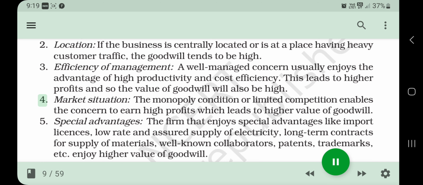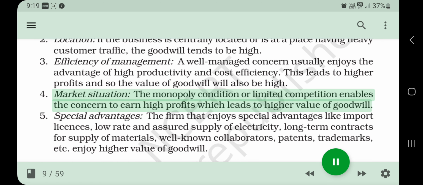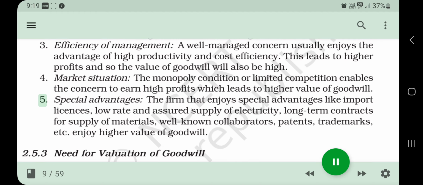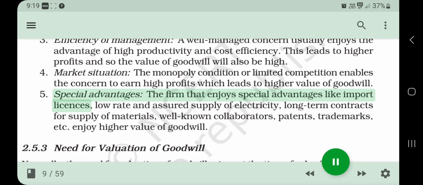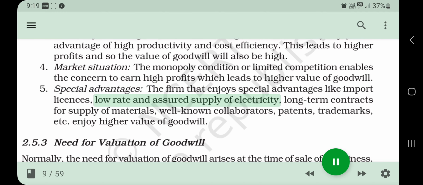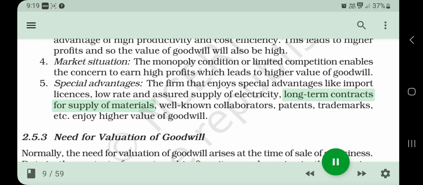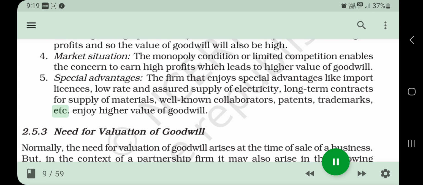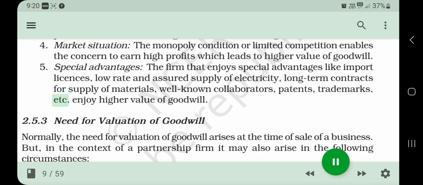4. Market situation. The monopoly condition or limited competition enables the concern to earn high profits, which leads to higher value of goodwill. 5. Special advantages. The firm that enjoys special advantages like import licenses, low rate and assured supply of electricity, long-term contracts for supply of materials, well-known collaborators, patents, trademarks, etc. enjoy higher value of goodwill.